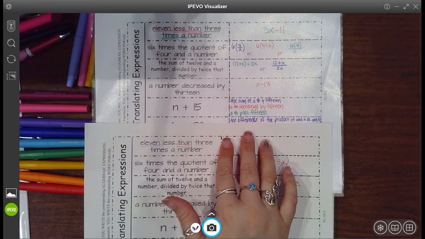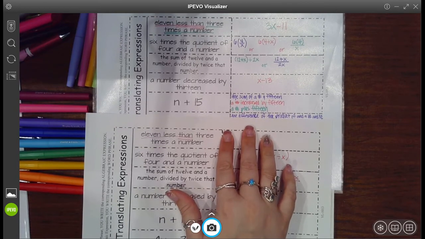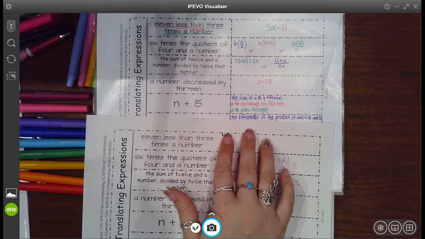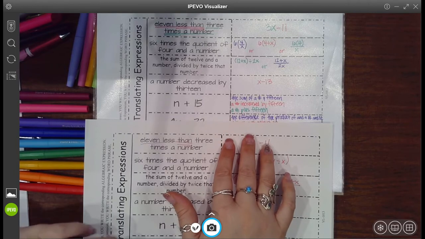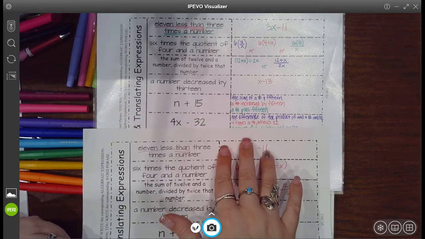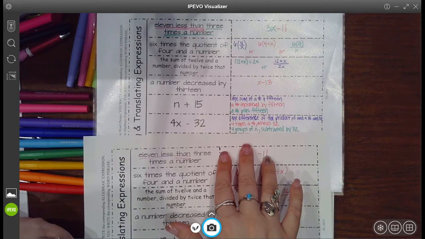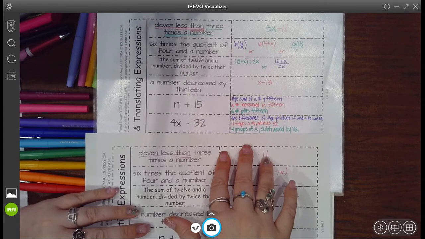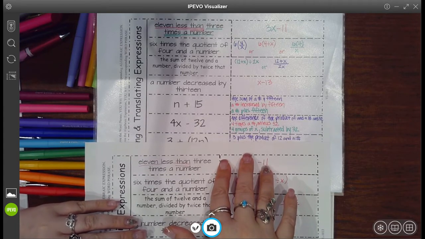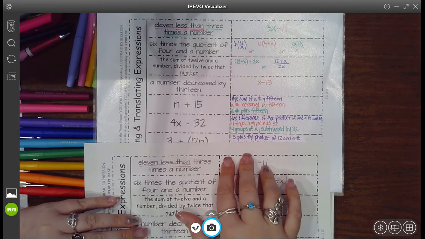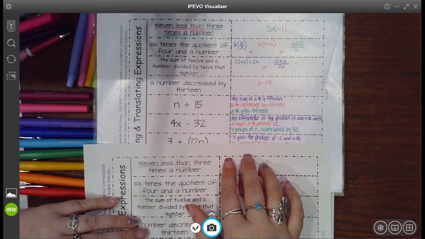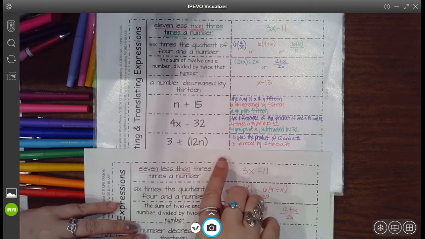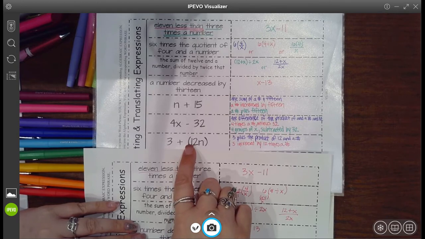The next one, I said the difference of the product of 4 and a number and 32. Or you could have said 4 times a number minus 32. Or 4 groups of x subtracted by 32. All of those are ways that we could have said that. The next one, I would have said 3 plus what? The parentheses mean we were multiplying inside of here, the product of 12 and some number. Or 3 increased by 12 times the number.